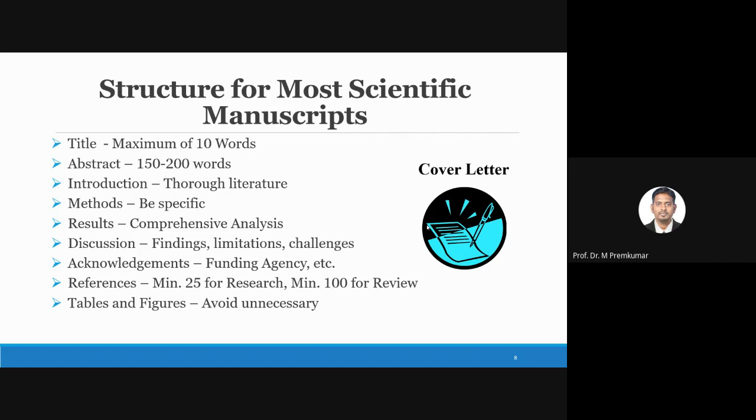Once you keep a table, you have to explain what you're trying to convey from the table. If you're keeping a figure, you have to explain what you're trying to convey to the people from that figure. These are the things people have to focus on. If you follow this structure, obviously you can easily crack top quality journals.